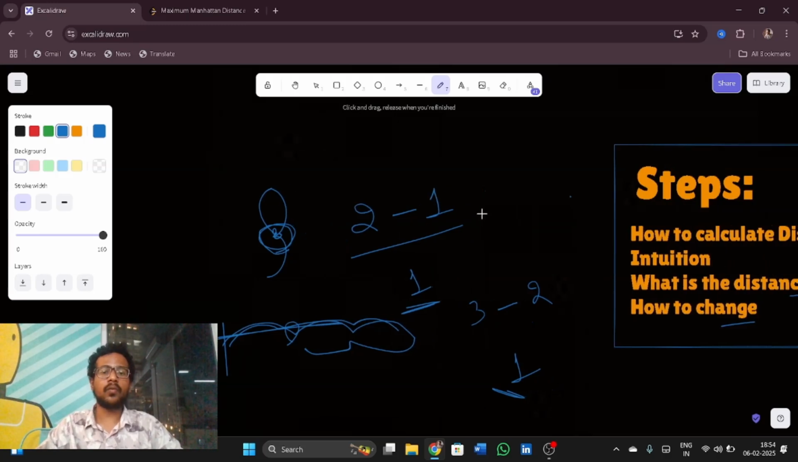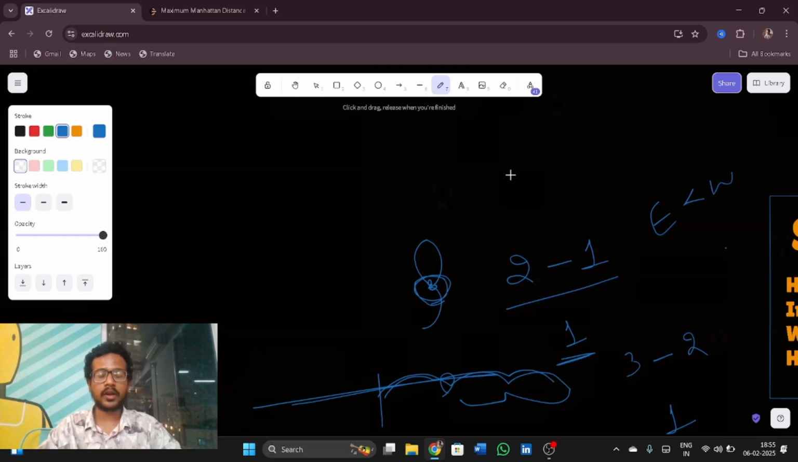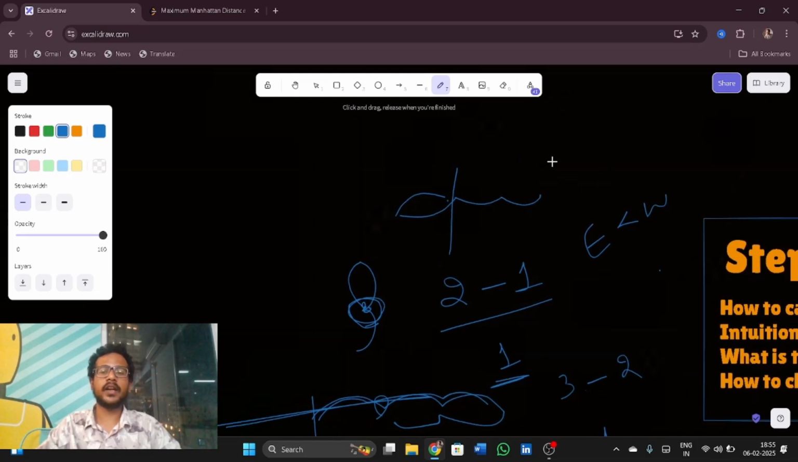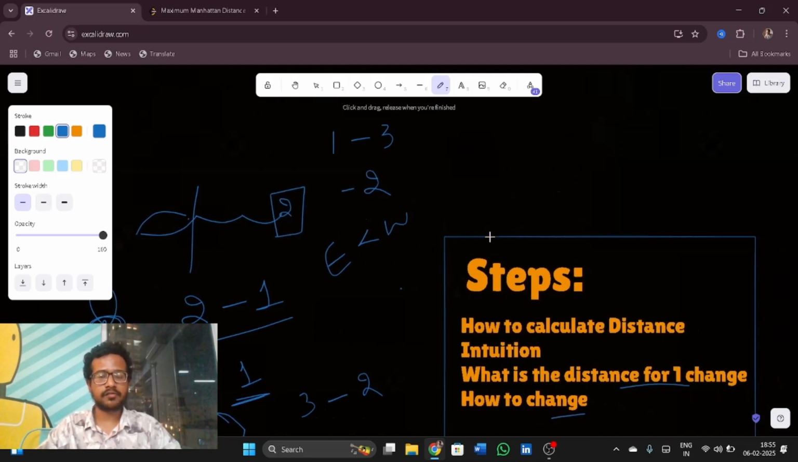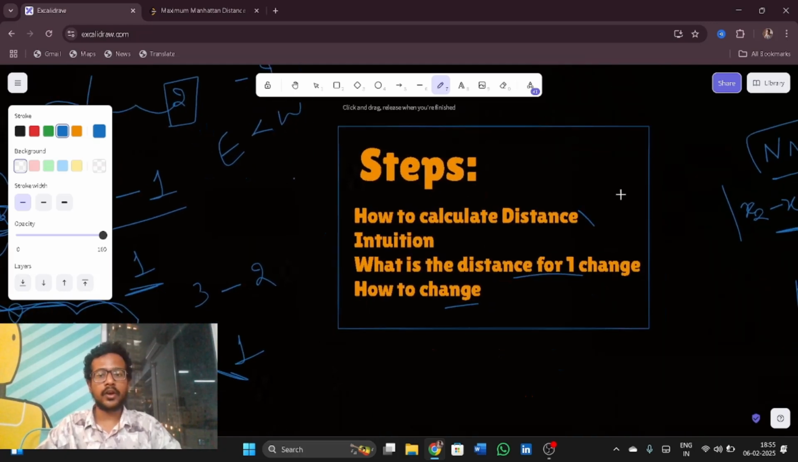But wait, what if east is less than west? In that case, as I am using mod, imagine I got an east and then I need to go west, and then west and then west. Then 1 minus 3 will give me minus 2. At this point, I will get 2. This is the horizontal distance from the origin. So this is how you get the intuition for calculating the distance.